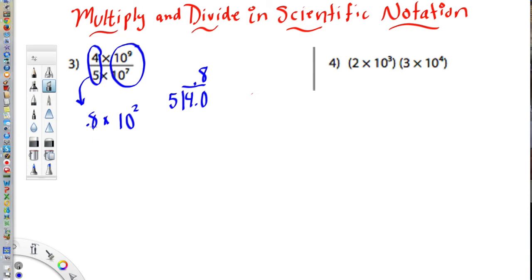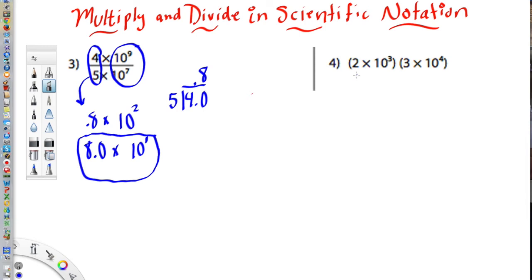Now this is not written in scientific notation. This base number needs to be somewhere between 1 and 10, so I need to make this 8.0 times 10, and this time, since I moved the decimal point over 1 already, I need to just decrease that by 1 since I already moved it over 1, and that's my final answer there. 8 times 10 to the first power.